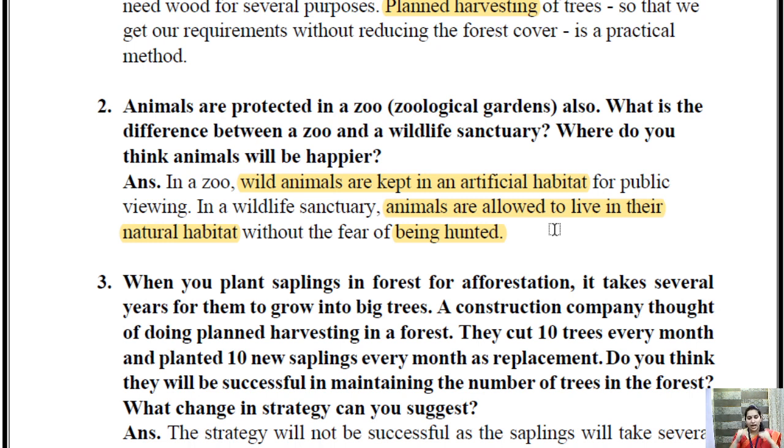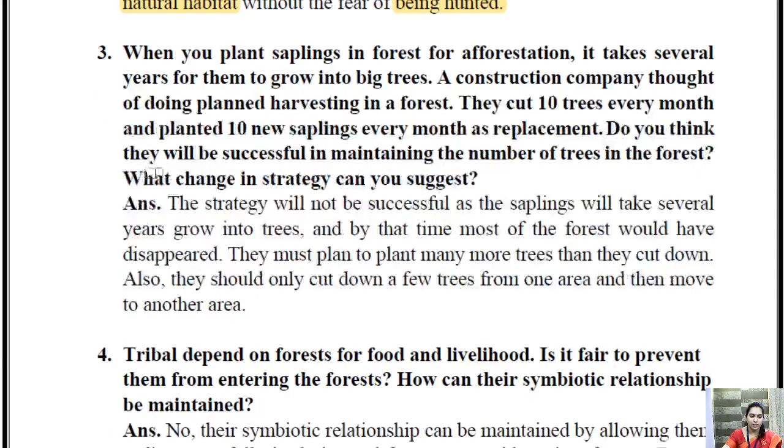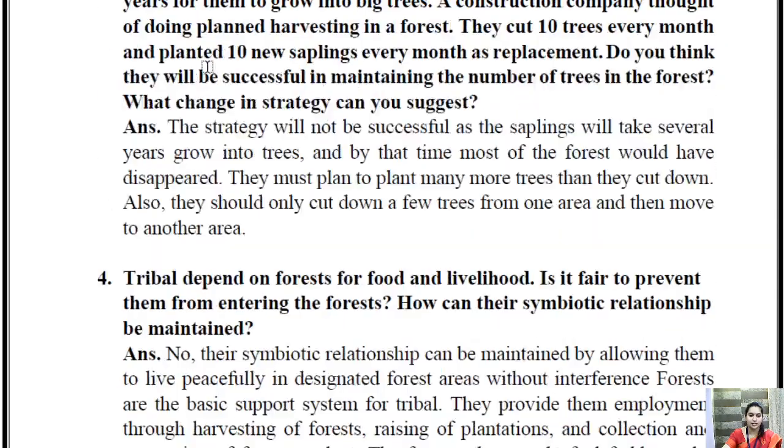Alright, so that will give you more comfort rather than living a lavish life but getting tortured all the time. Okay, so I think you got my point. So zoo is not a happier place for animals, rather wildlife sanctuary is a happier place for animals to survive and live. So we are left with two answers.